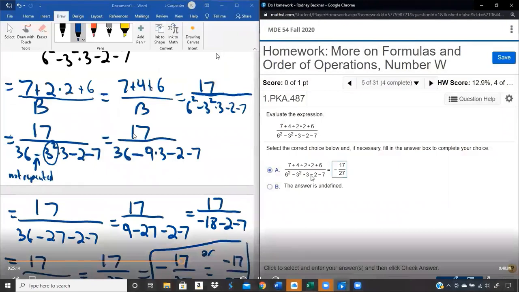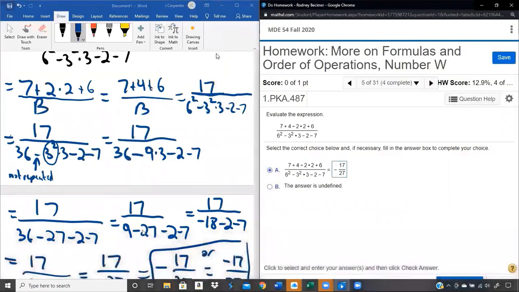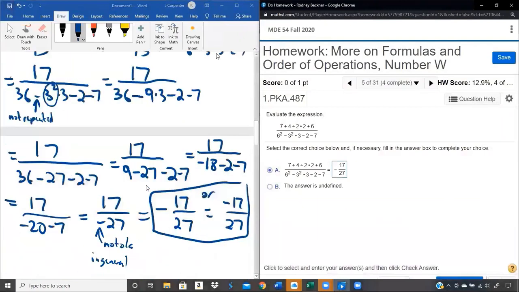Oh, I see where we went wrong. I wrote the minus 27 right twice. I knew something looked goofy. When I got here, that's why I was looking back, something doesn't look right. I had the 36 minus the 9 times 3. This 9 times 3 was this 27. Then 36 minus 27 was supposed to be this 9, but I wrote this again.